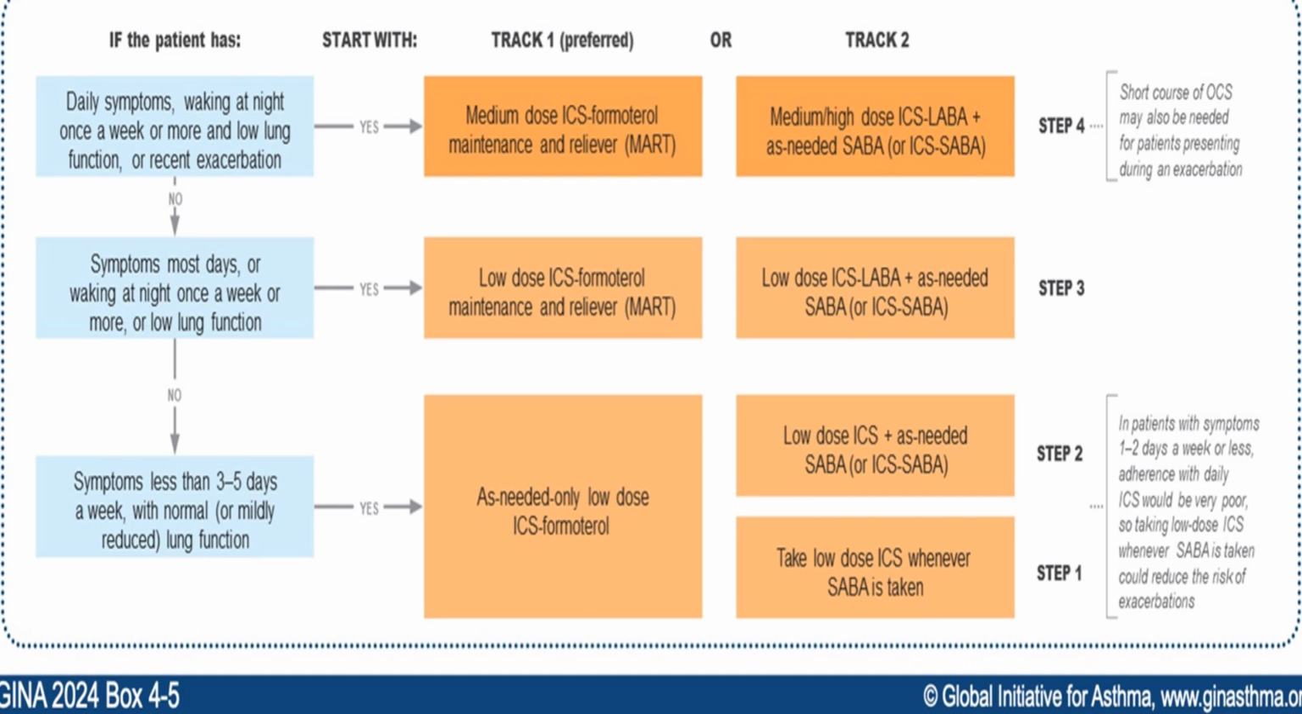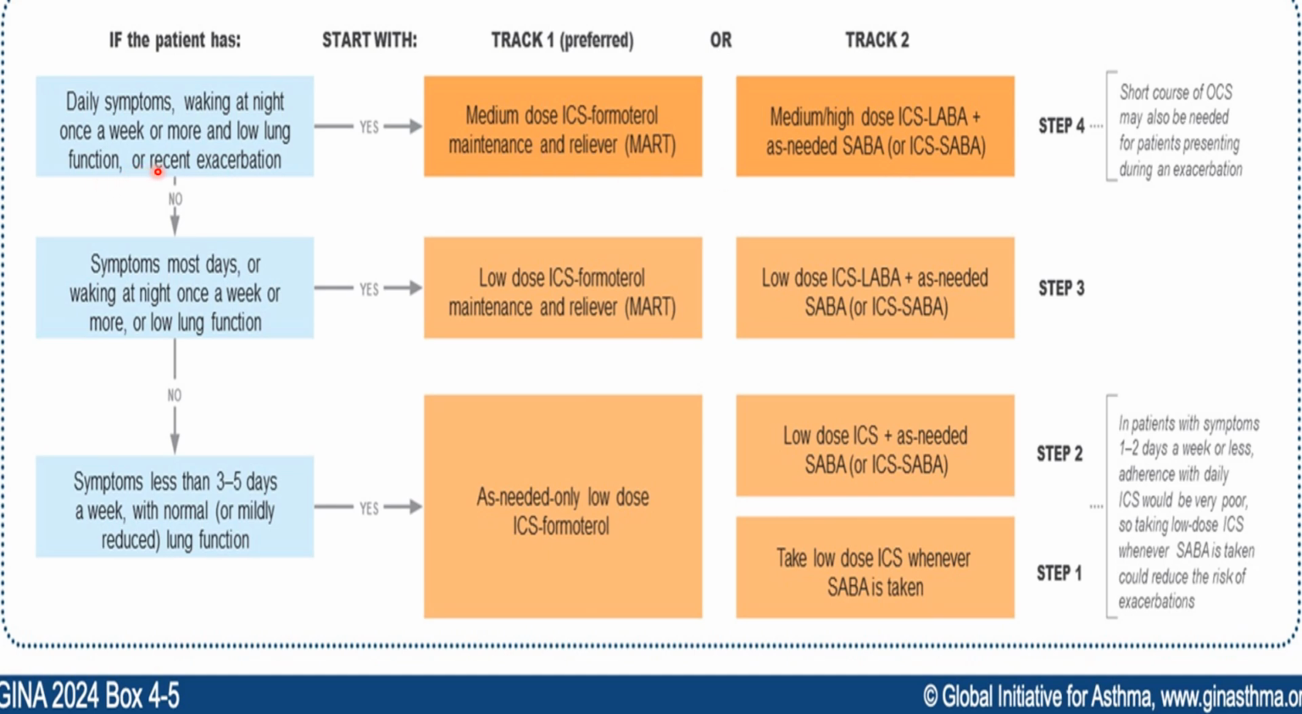So if the patient has the following, this is a very good thing. If the patient has the following symptoms, this helps us in step 1 and step 2 among all others. So daily symptoms, waking at night once a week or more, and low lung function or recent exacerbation. So yes, what am I going to do? I'm going to maintain this patient on medium-dose ICS-formoterol, that is maintenance and reliever MART. Or I maintain him on medium or high-dose ICS-LABA plus as-needed SABA or ICS-SABA. This is just a summary.